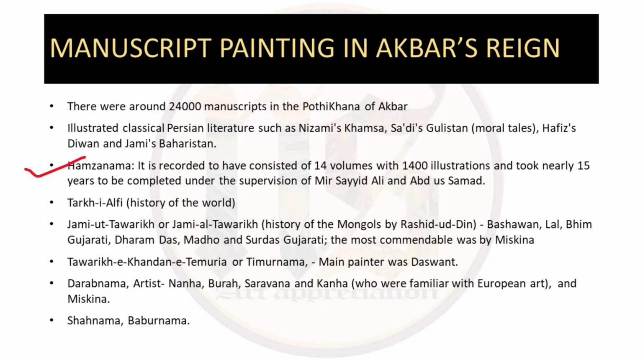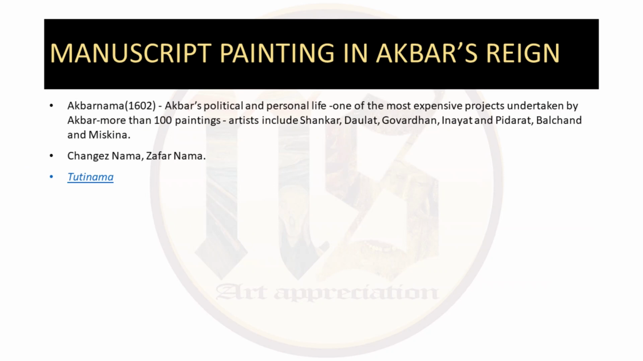Then Darab Nama, the artists were Nanha, Bura, Shravan, Kanha, who were familiar with European art, and also Miskina. Then Shahnama and Babarnama. I stand corrected here. Shahnama was done during Mughal rule. Shahnama is the chronicles of a king. Now I'll quickly read a few more.